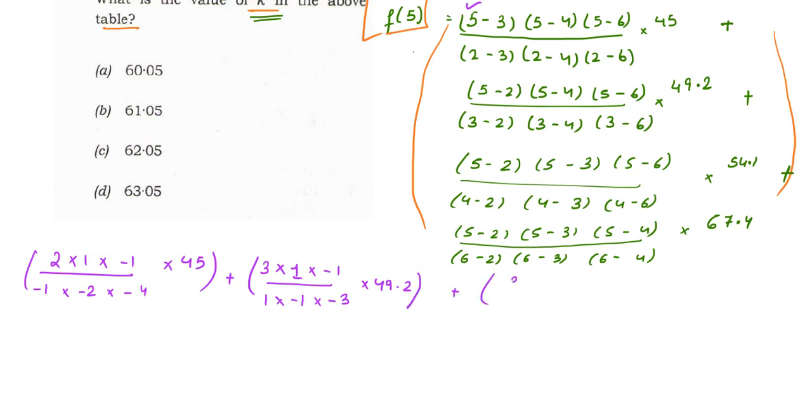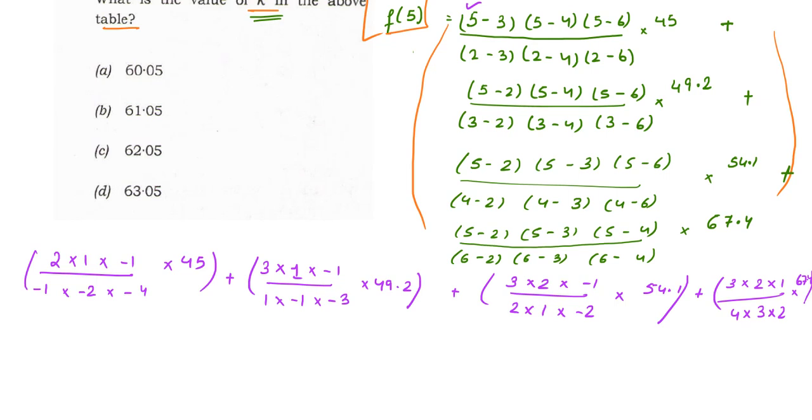So here we will find 3 into 2 into minus 1, divided by, here we have 2 into 1 into minus 2, and the whole thing is multiplied by 54.1. Lastly, the last equation will give us 5 minus 2 is 3, 5 minus 3 is 2, and 5 minus 4 is 1. Here we will have 4 into 3 into 2, and the whole thing is multiplied by 67.4.